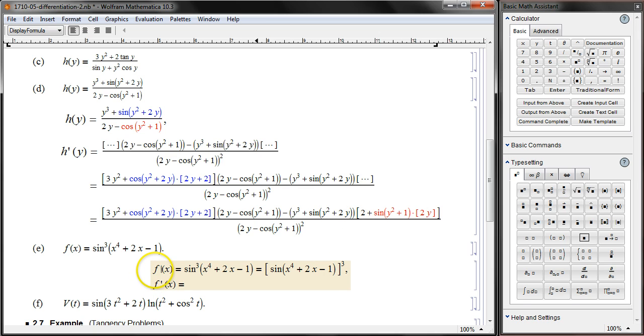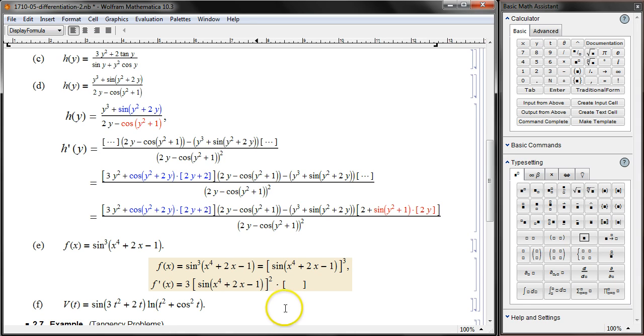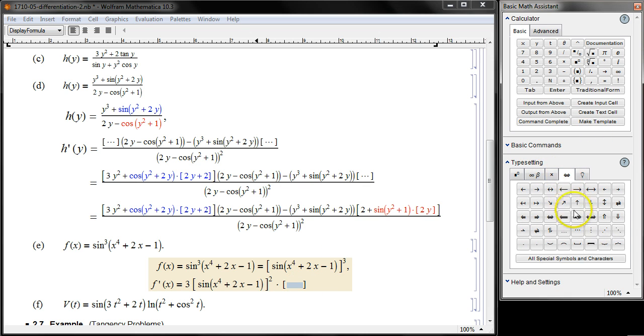Ready for the problem? Okay, let's go. Power comes out as coefficient, and subtract 1 from the power, and you have to multiply the derivative of the inside. Nothing changes inside. This should be exactly the same as before. And you have to do the chain part, the derivative of the inside. But let's do it a little bit later.